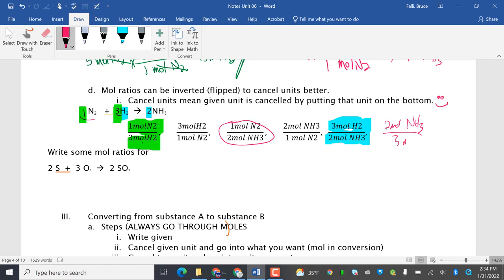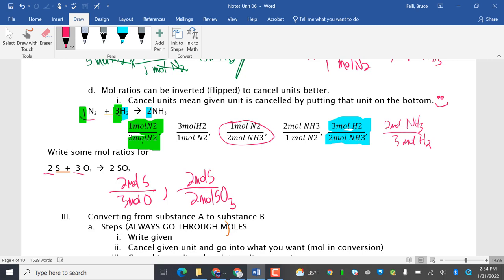The 3 moles of H2. And those are equivalencies. They're equal to each other. So let's write some mole ratios of this. So 2 moles S over 3 moles O. Just writing the comparison numbers there, comma, 2 moles S over 2 moles SO3.